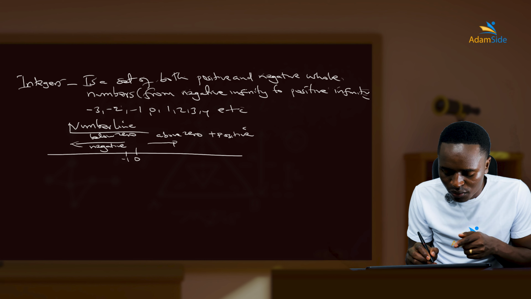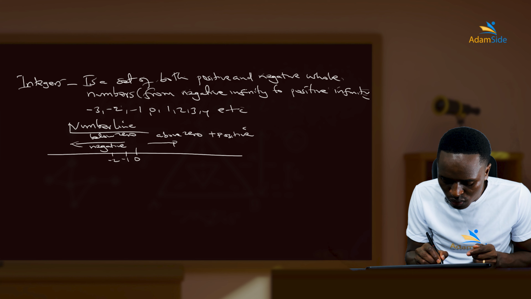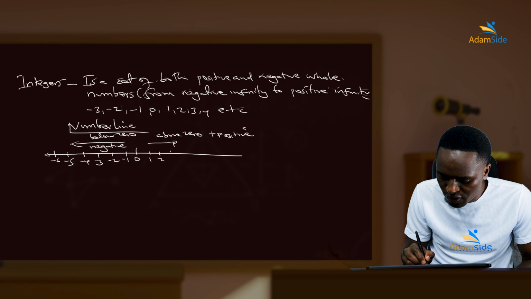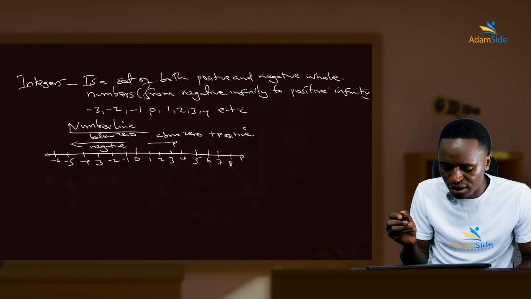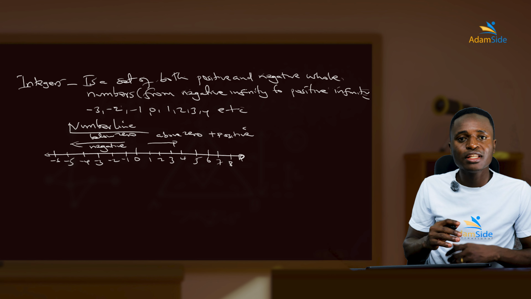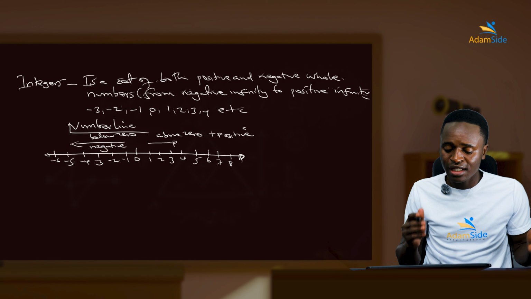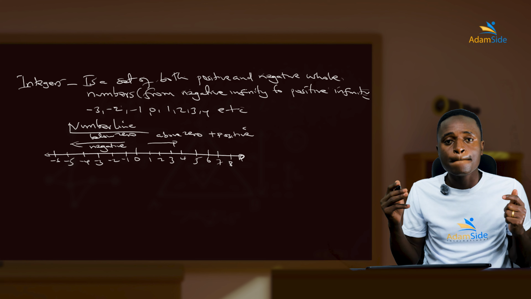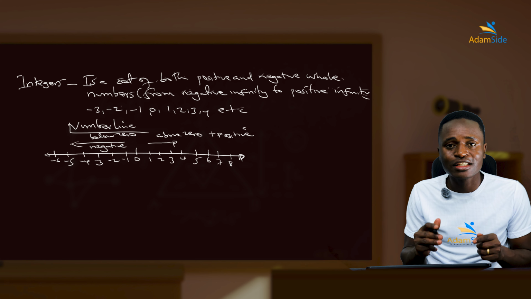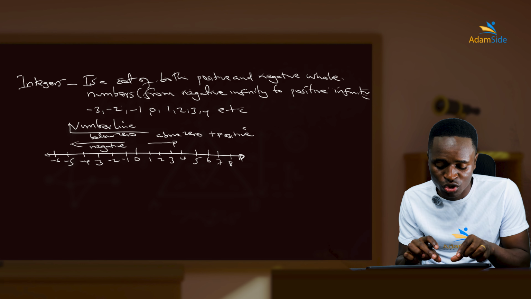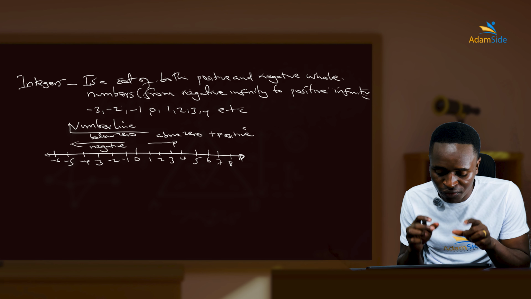For instance, from 0, we have -1, -2, -3, -4, -5, -6, and so on, and then you have 1, 2, 3, 4, 5, 6, 7, 8, and so on. So this is a continuation. We now understand that any number below 0 is negative, and any number above 0 is positive. All this is in the topic of integers, and for you to understand integers, you need to have this knowledge of the number line.